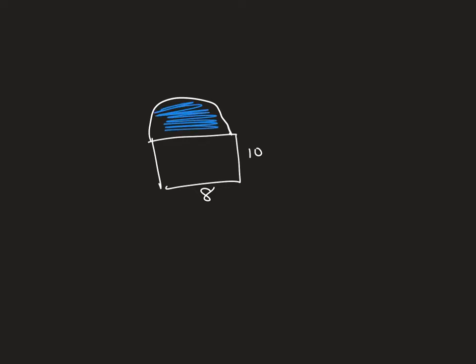All right, so the first example we're going to look at is a half circle with a rectangle. I break this up into two separate shapes. I have the half circle at the top, and then I have the rectangle at the bottom. The area of the rectangle, we just do base times height, so 8 times 10, which is going to give us 80.